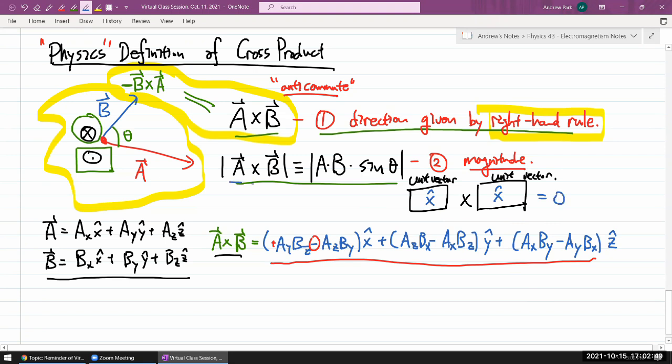Because here, the magnitude will be 0, because sine theta, sine of 0 is 0. Now, let's say you have x hat, and I want to figure out what is x hat cross y hat.